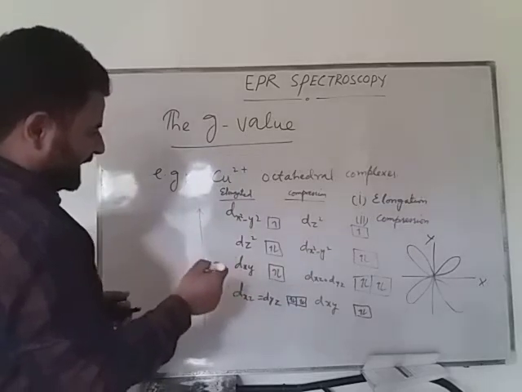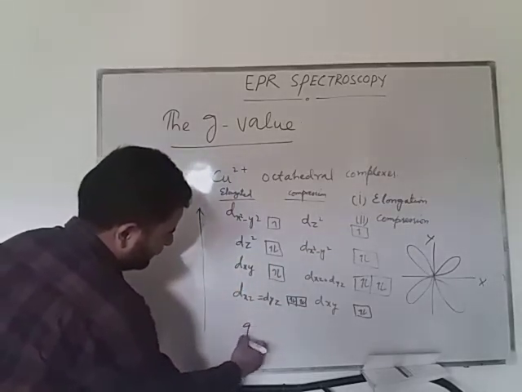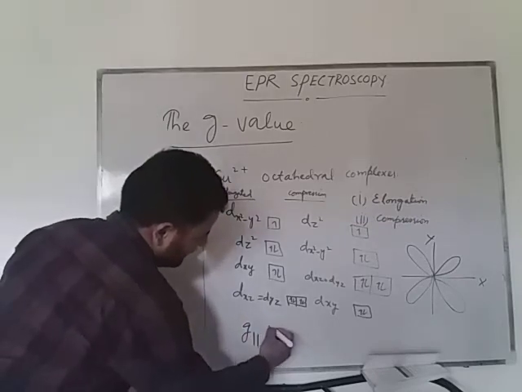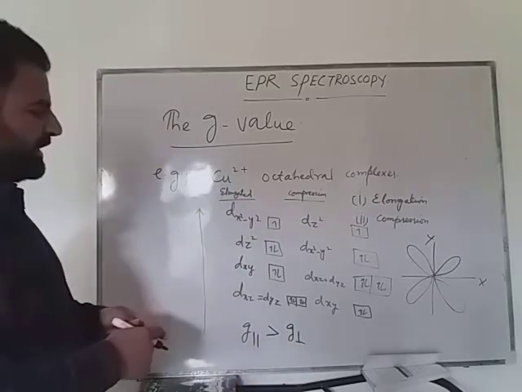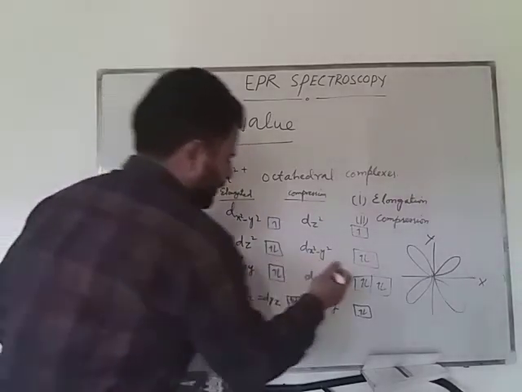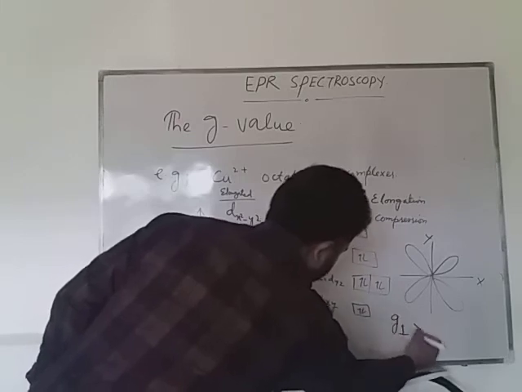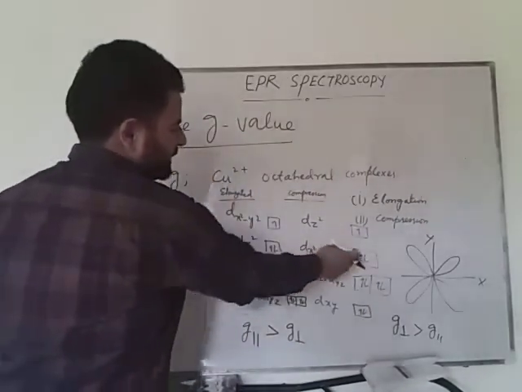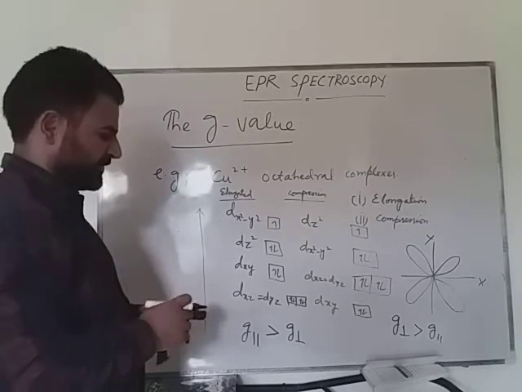Fine. So here we can say that in case of this, where the dz orbital contains more electron density, since our gz is along the z coordinate axis, we can say that g parallel, that means gz, is greater than g perpendicular. G perpendicular is what we actually measure along x and y coordinates. But in case of this, g perpendicular will be greater than g parallel, because here the more electron density is in the xy plane than in the z coordinate direction.